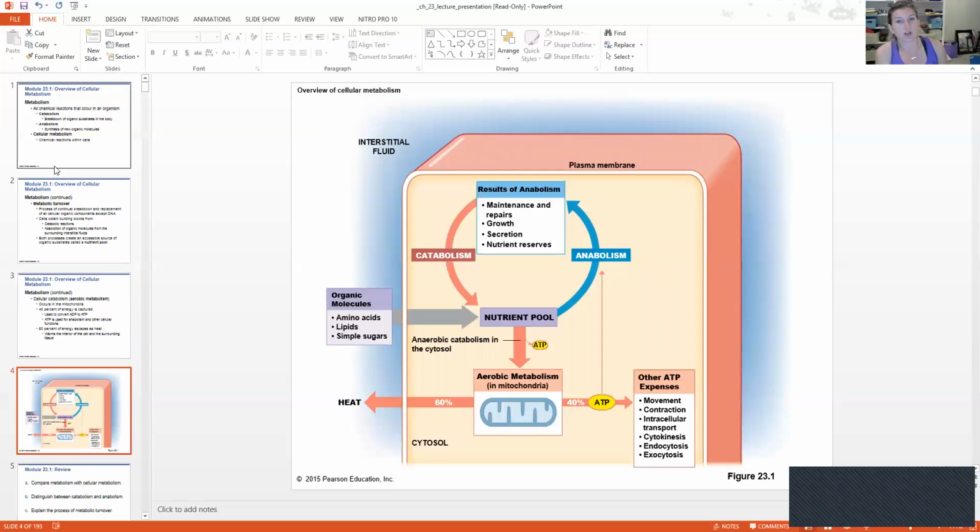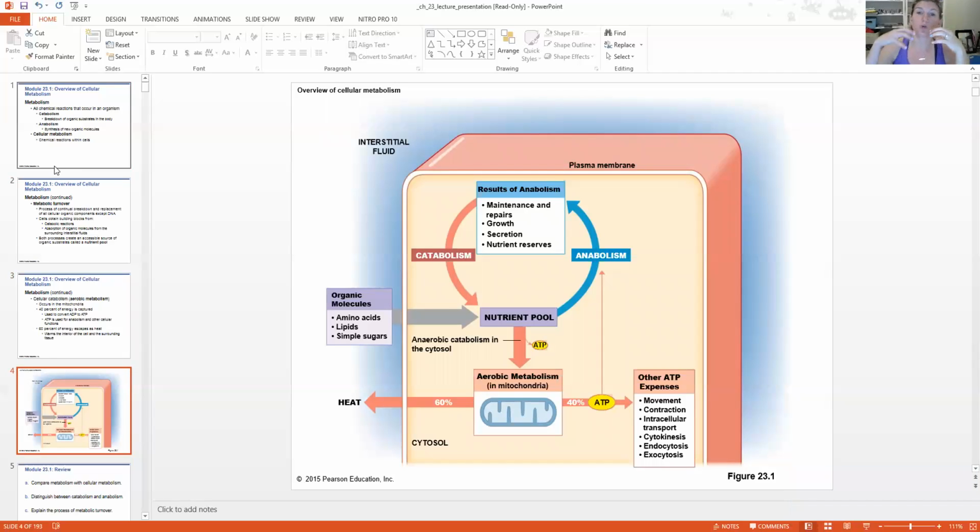So let's talk about this kind of overall view that we're getting here. This diagram is a great diagram to stop and try to recreate on your own. So you have this nutrient pool that's being obtained from the catabolism of larger molecules like carbohydrates, lipids, and proteins that we have brought in from our digestive tract. All of those things that we bring in create this nutrient pool.